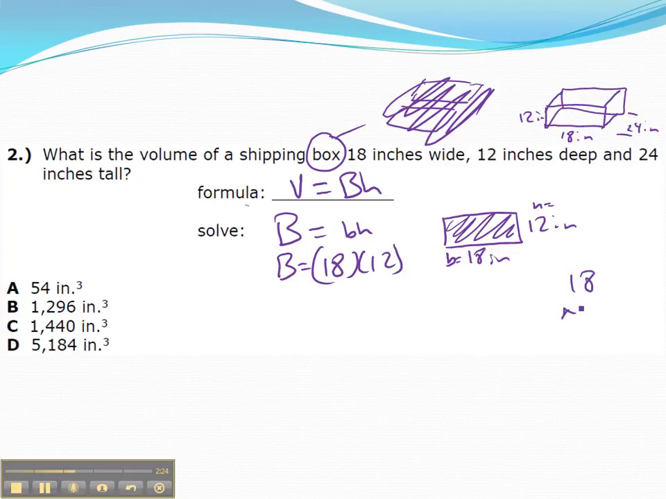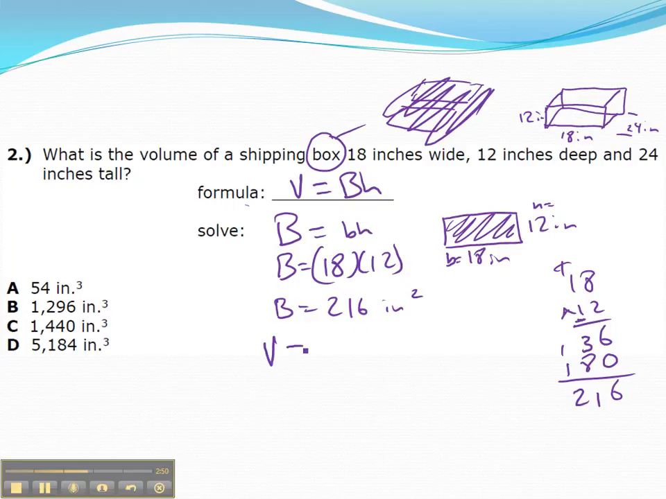18 times 12 over here. 8 times 2 is 16, carry the 1. 1 times 2 is 2, plus 1 is 3. When we're multiplying by this 1, we're really multiplying by 10, so start with a 0. 8 times 1 is 8. 1 times 1 is 1. Add those up, we get 216 inches squared for the area of the base.